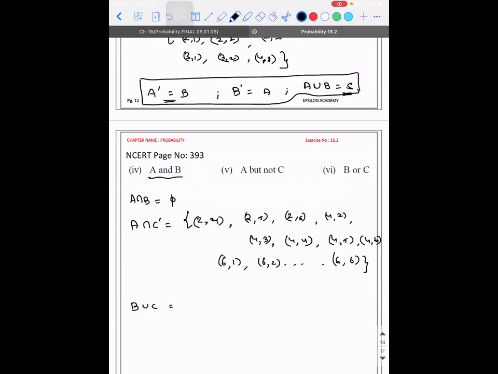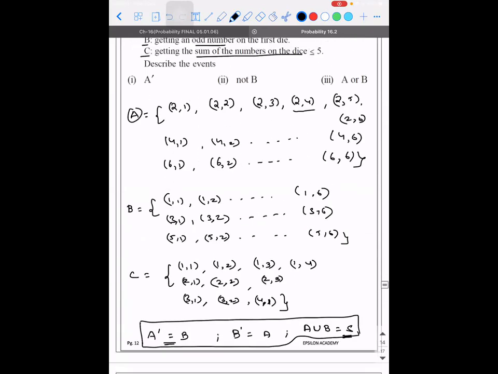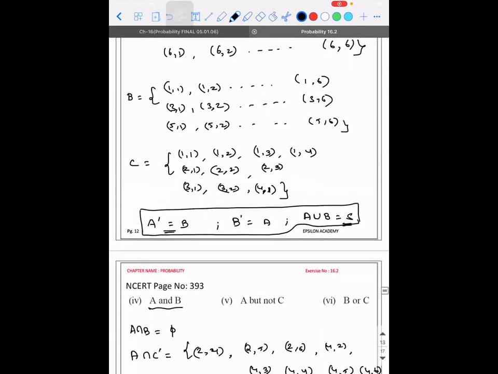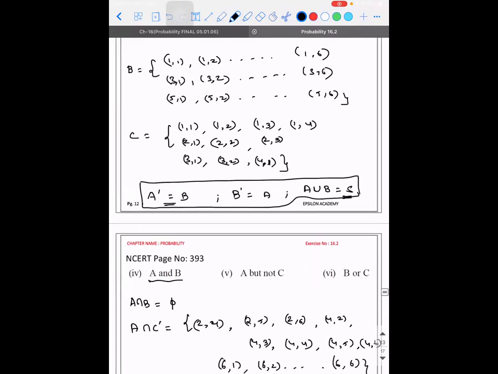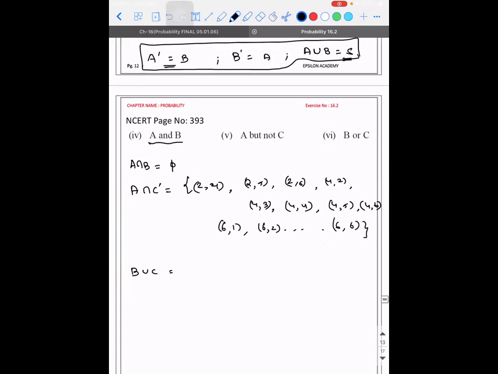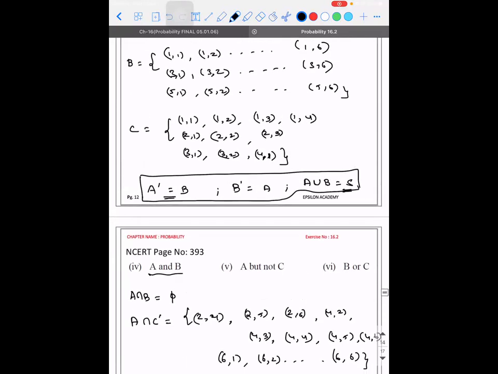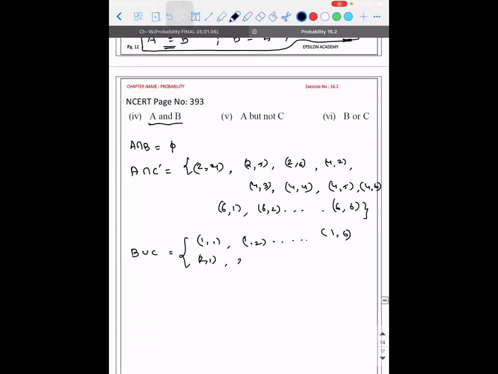What about B or C? B union C. B or C means just write down all the numbers. So (1,1), (1,2), so on till (1,6), because B starts with an odd number. Then (2,1), (2,2), (2,3), because this is coming from C.